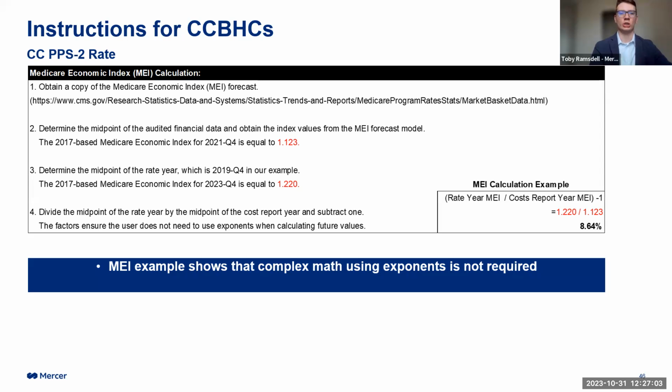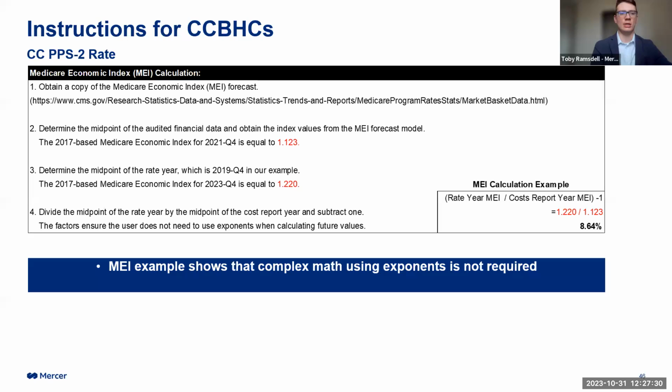But the methodology uses determining the midpoint of the reporting period. So that'll be the midpoint of your audited financials. And then determining the midpoint of the rate year. So in that case, we would look at the year that you're certifying your rate for. Then you divide the midpoint of the rate year factor by the midpoint of the reporting period factor.